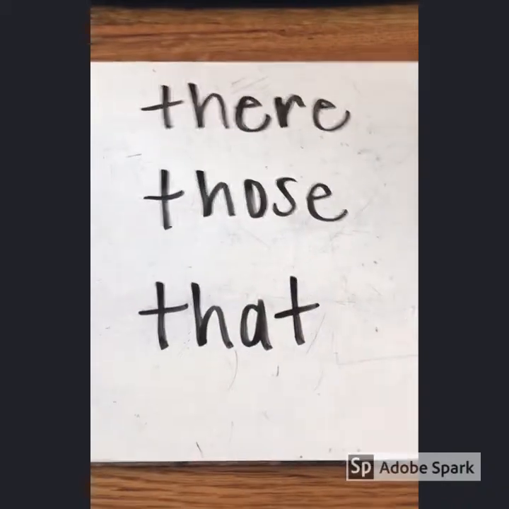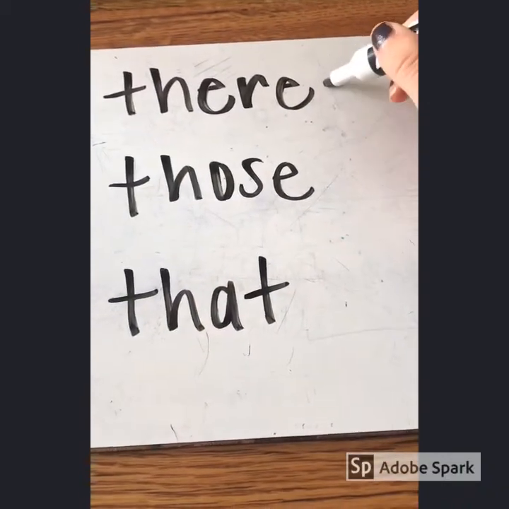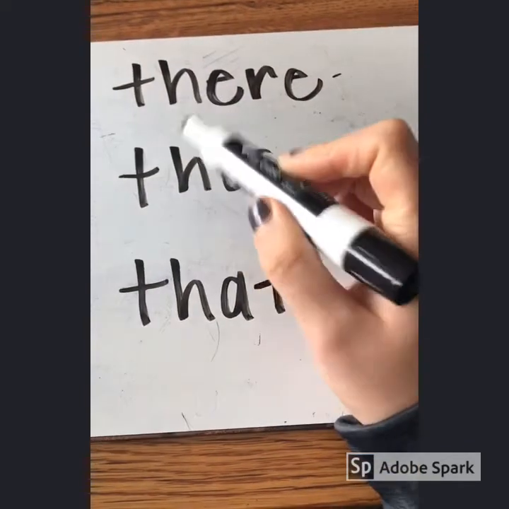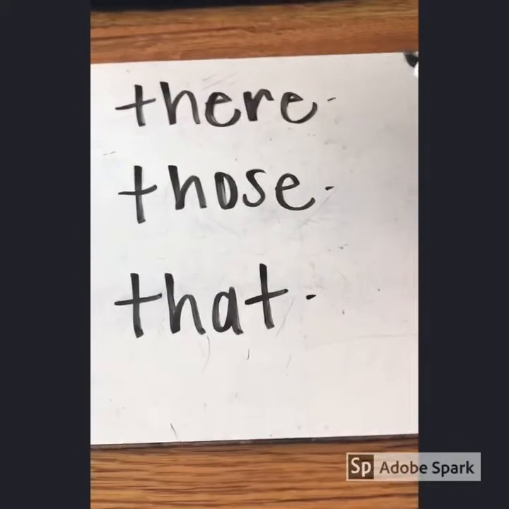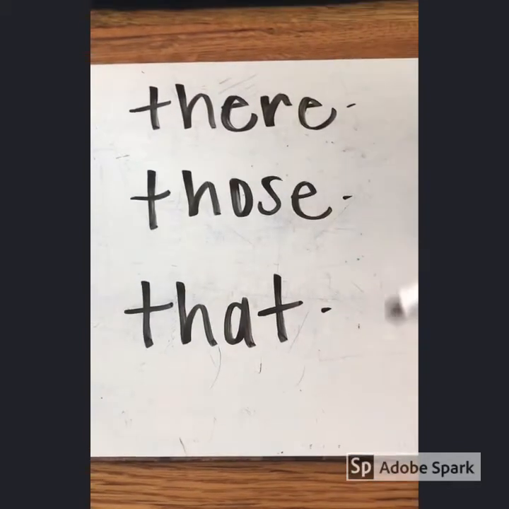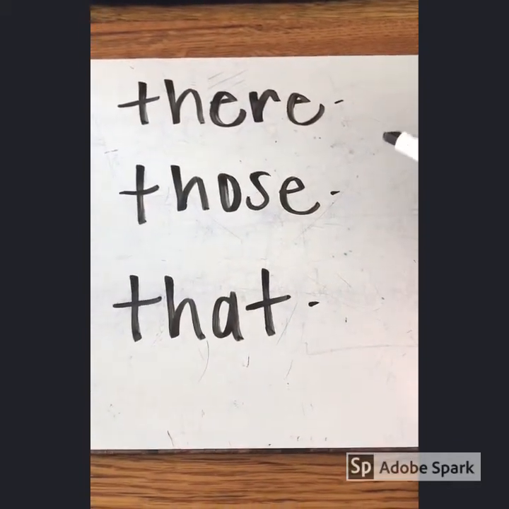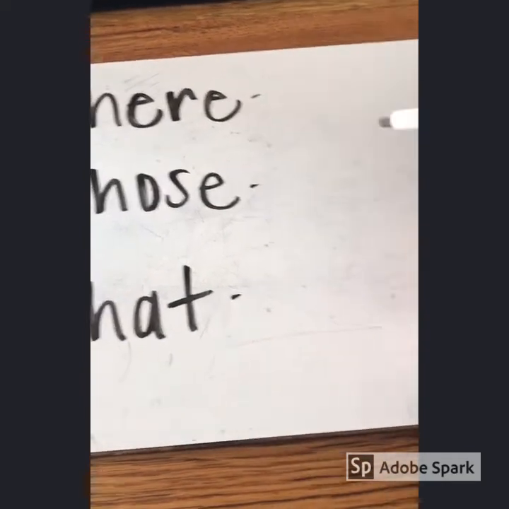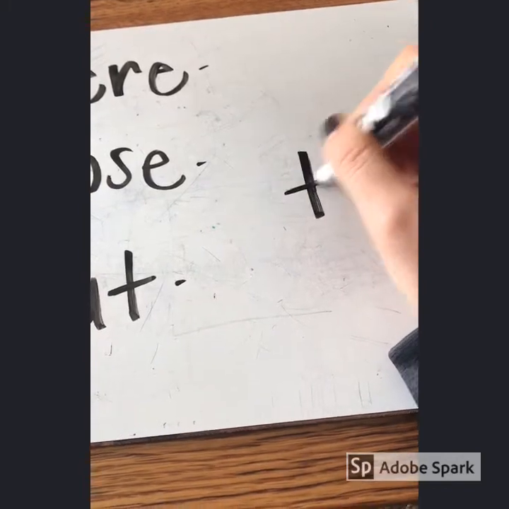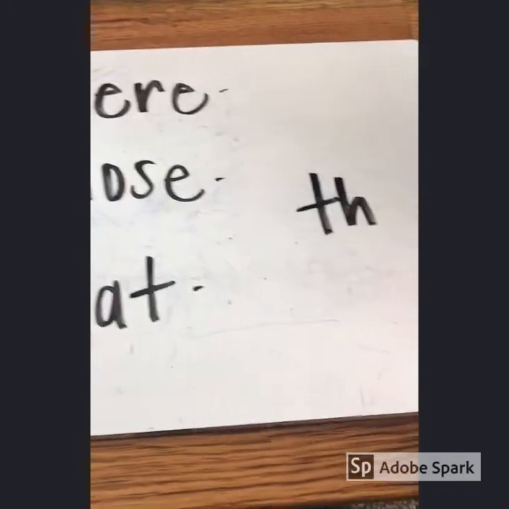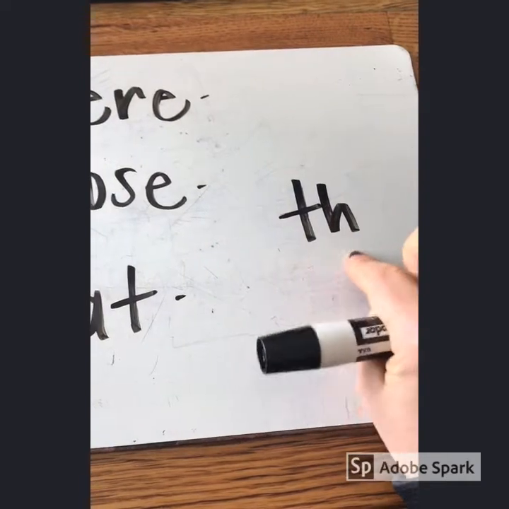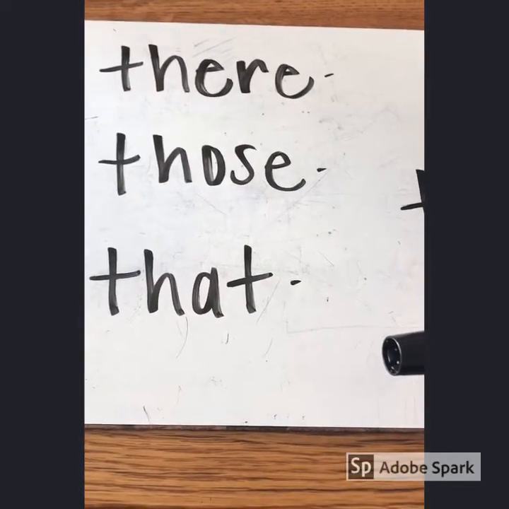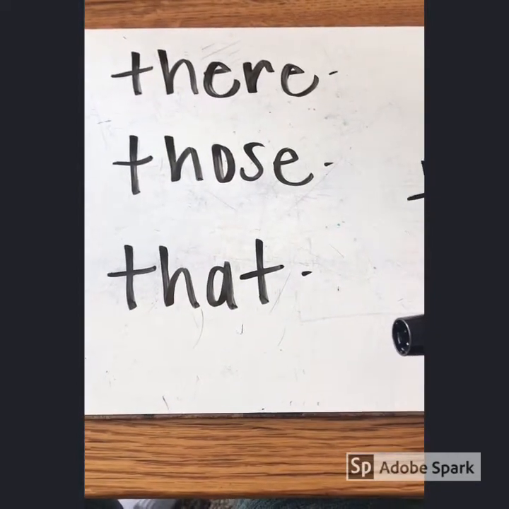Okay, here are those 3 words that we just said. There, those, that. Now look at the beginning of the words. What is the same at the beginning of each word? Write the letters that are the same on your whiteboard. Right? T, H is the same, and these 2 letters together make the th sound. Can you make that sound at home? Make the th sound.